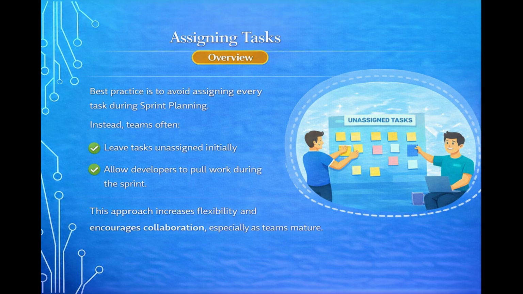Assigning tasks. Best practice is to avoid assigning every task during sprint planning. Instead, teams often leave tasks unassigned initially and allow developers to pull work during the sprint. This increases flexibility and encourages collaboration, especially as teams mature.